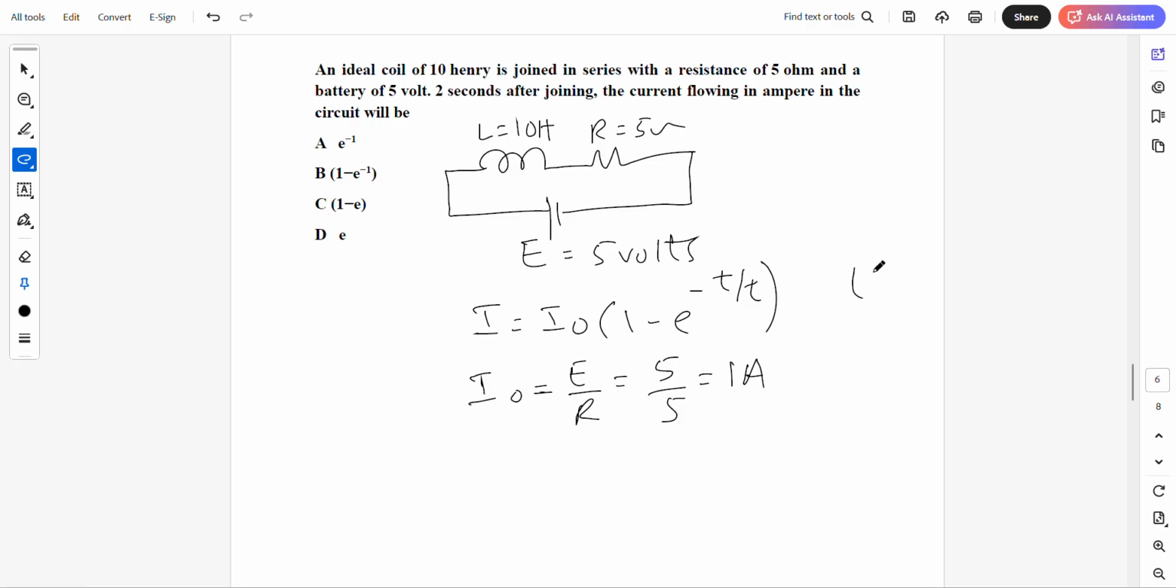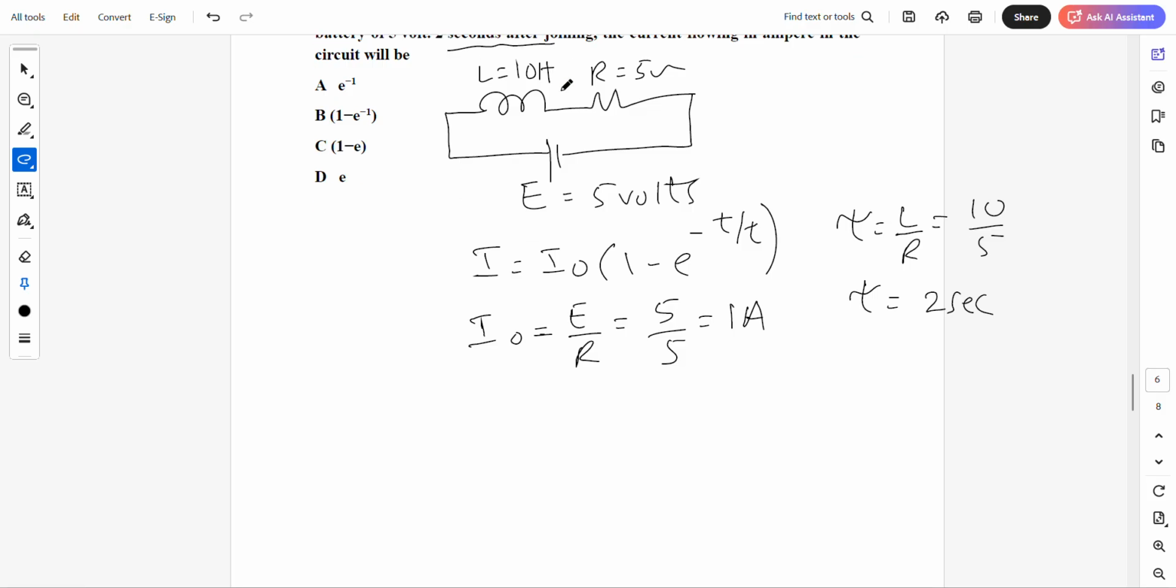Now how to calculate tau? Tau is equal to L by R. L is 10 divided by 5. Tau is equal to 2 seconds. Now you have to calculate the current at t is equal to 2 seconds.